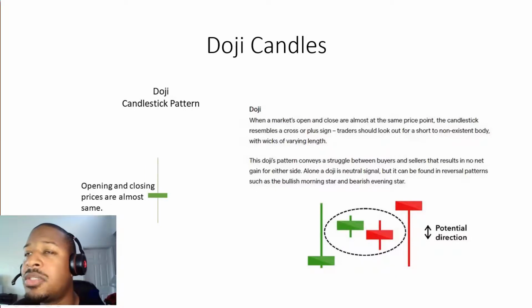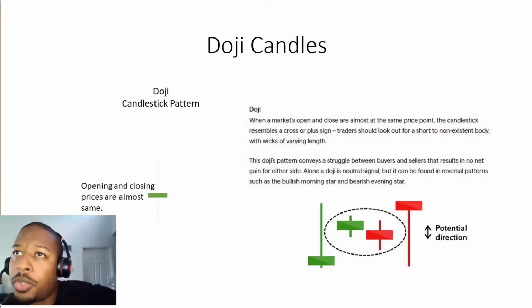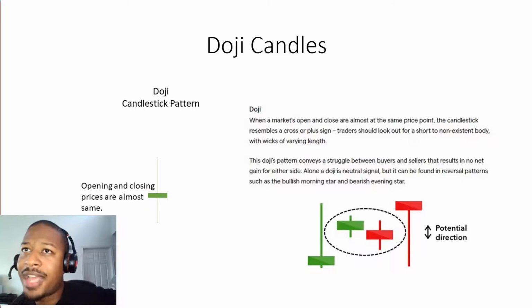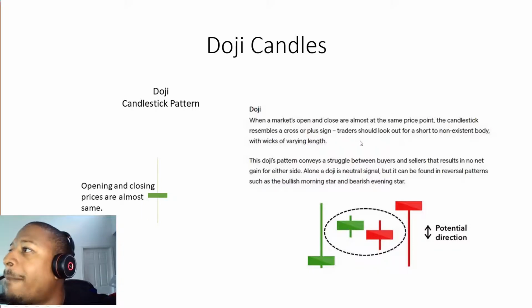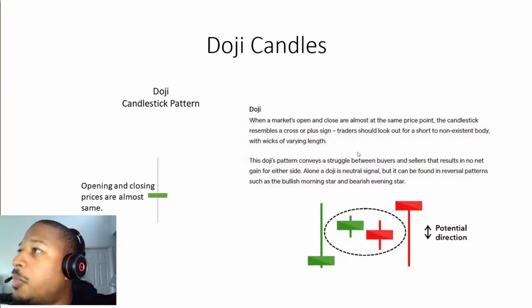So this is an indecision signal where bears and bulls are fighting to get control, and no one has full control yet. When the market opens and closes at the same price point, the candlestick typically resembles a cross or a plus sign. That's usually what the dojis will look like.